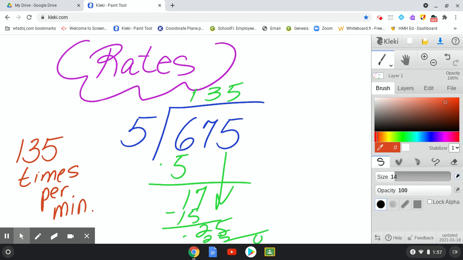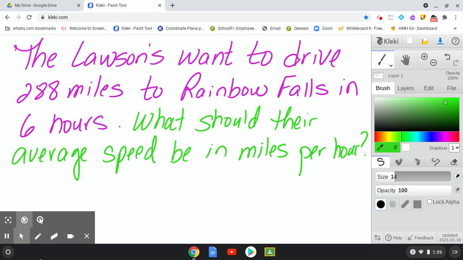Let's try another one. Okay, so here it says the Lawsons want to drive 288 miles to Rainbow Falls in 6 hours. What should their average speed be in miles per hour? So we want to find the unit rate. The unit we're talking about here is hours. So we want to know how many miles they would travel for every 1 hour.